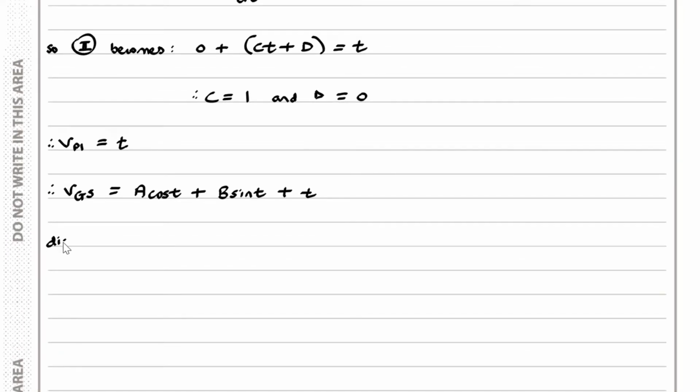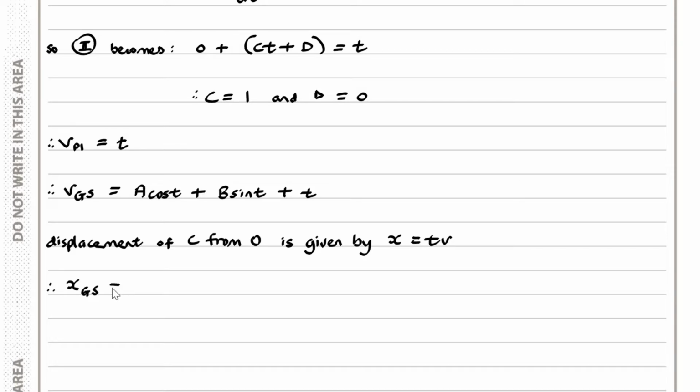The displacement of C from O is given by x equals tV, and therefore we can see that the general solution is equal to t lots of a times the cosine of t plus b times the sine of t plus t. Okay?